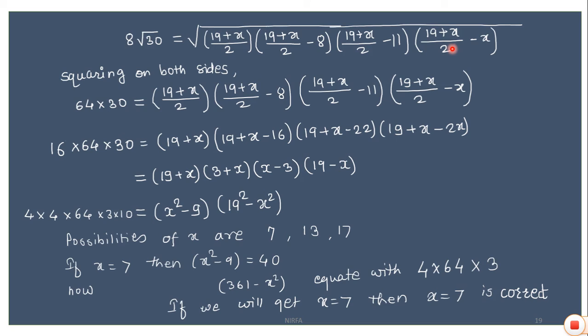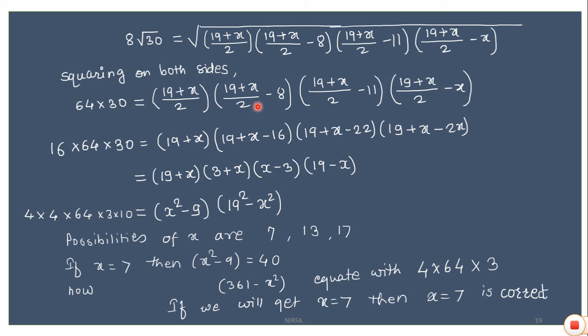Okay. Now we want to simplify this expression. Therefore, squaring on both sides, it will become 64 into 30, and the root sign should be cancelled from the right hand side. Now this 2 is in the denominator in each bracket of the right hand side.